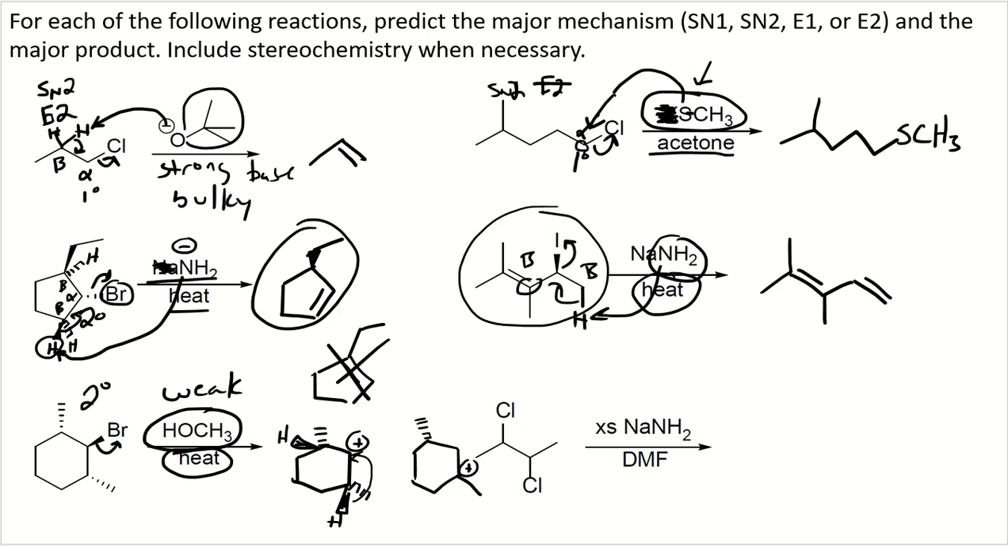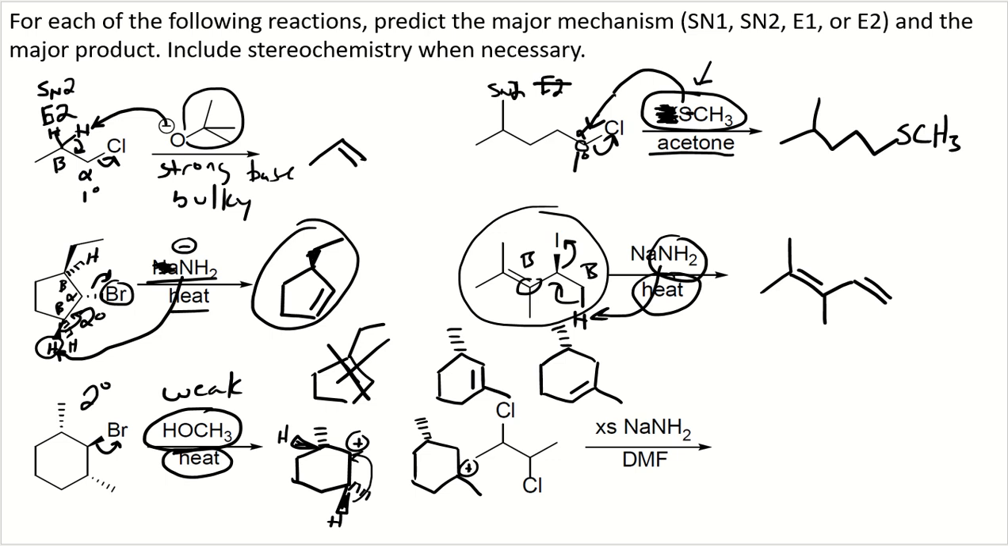Now when we do our elimination, we can do one of two things. We could eliminate this direction, or we can eliminate this direction. Both of those are possible. Notice that I didn't do anything with this carbon up here, so that stereochemistry is going to stay the same. It's always going to be a dash.